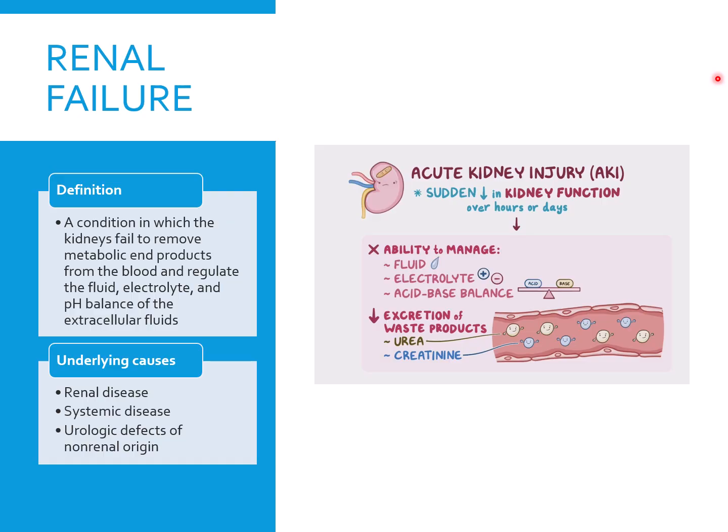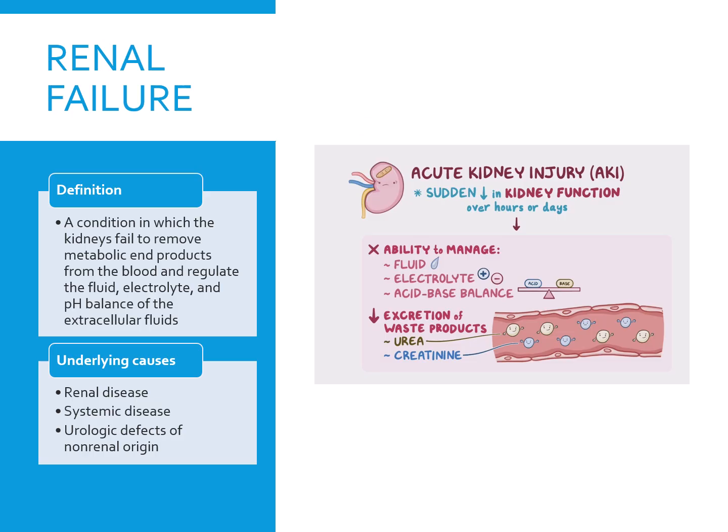Some major underlying causes: it can be renal disease itself, or there are many systemic diseases that can also lead to renal failure. And there are also some urological defects of non-renal origin. You can see the little picture here. This is something from acute kidney injury, but the reason I picked it out is that you see the major things that the kidneys normally manage, which are fluid, electrolyte, acid, base, and some of the things that we start to see building up in the serum when the kidneys don't work as well.